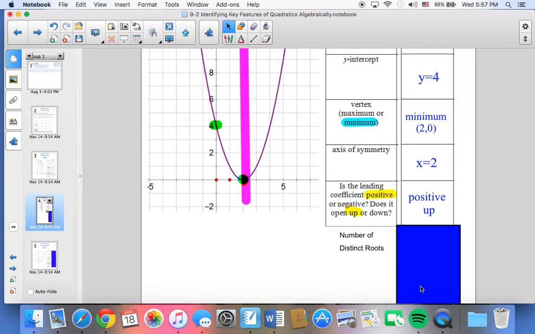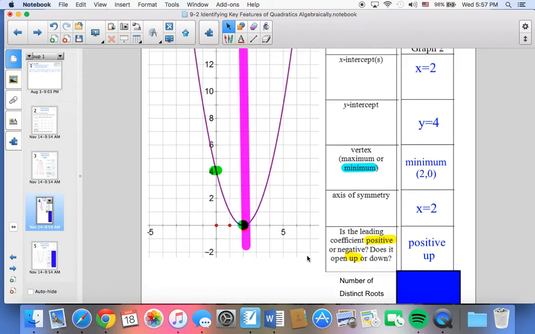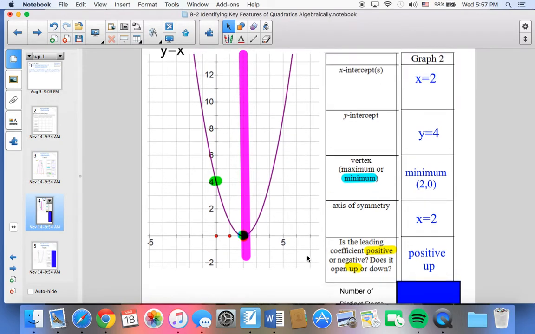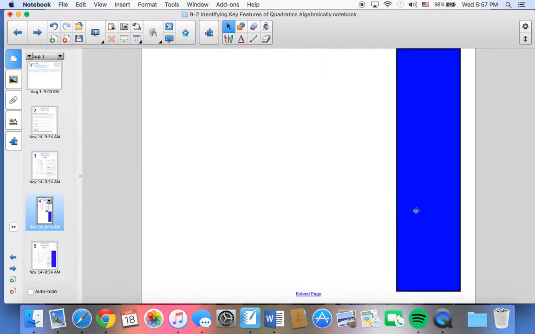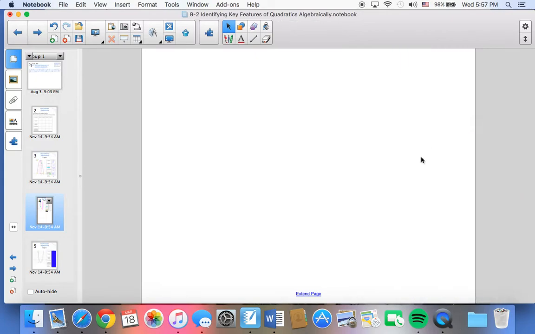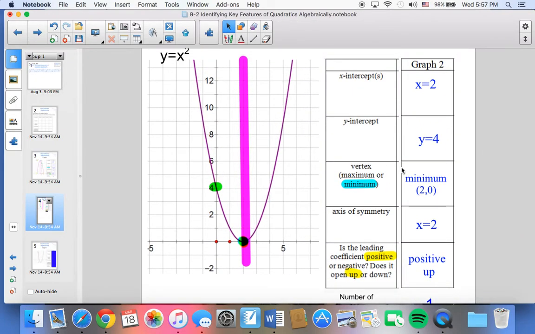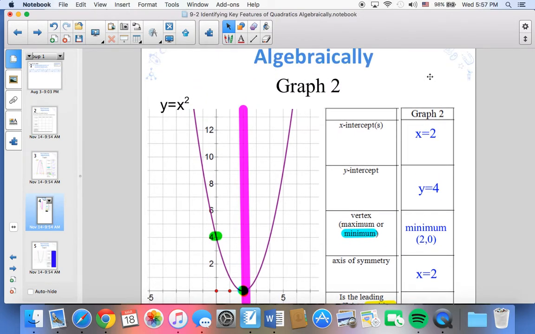Number of distinct roots. Remember, your roots are the same thing as your x-intercepts. They are synonyms. So the number of roots, how many different roots do I have? Just one. I just have that one root at x equals 2. Okay, so I'm now going to do graph 3.